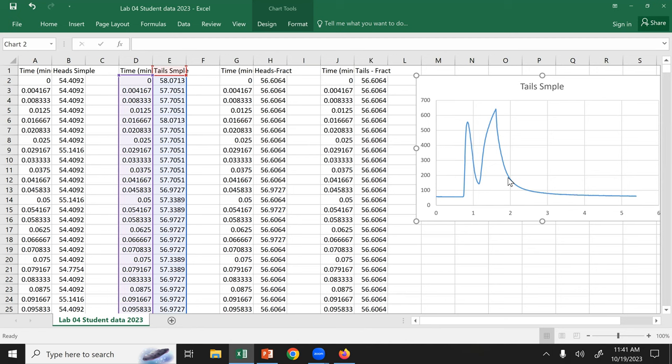Looks fairly pretty, right? Nice, clean data. Big data sets are wonderful for having nice, clean curves.